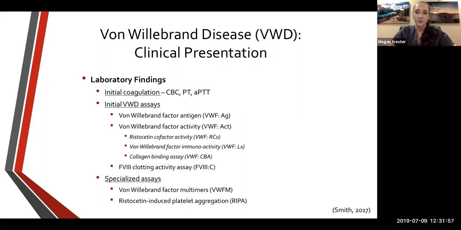The next part of clinical presentation is going to be your laboratory findings. Your initial assessment is going to be initial coagulation studies. With your CBC, you are going to be looking for any evidence of microcytic anemia or low platelet counts.